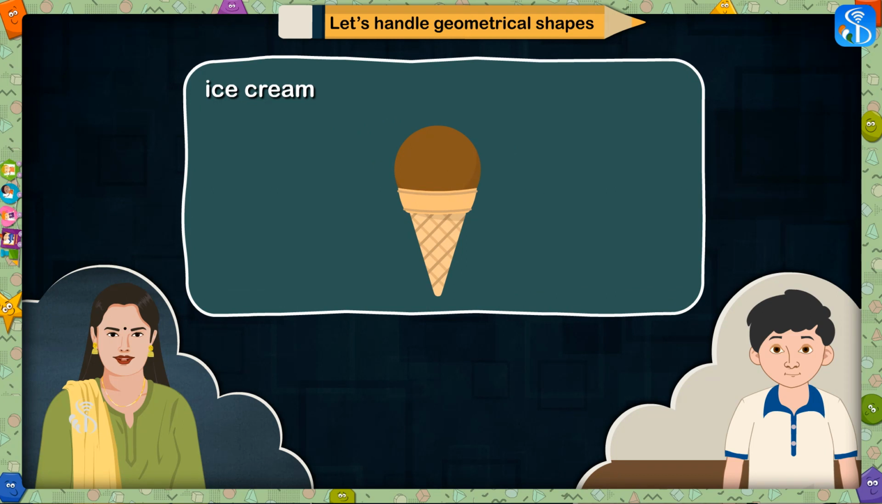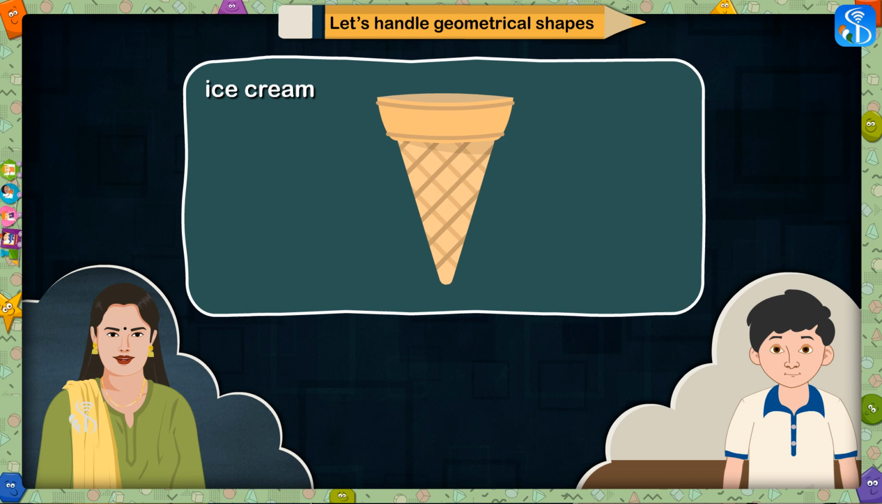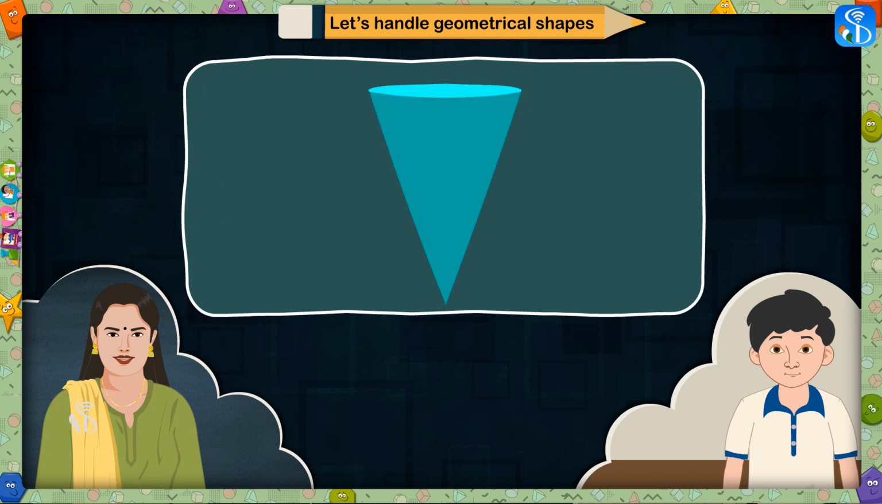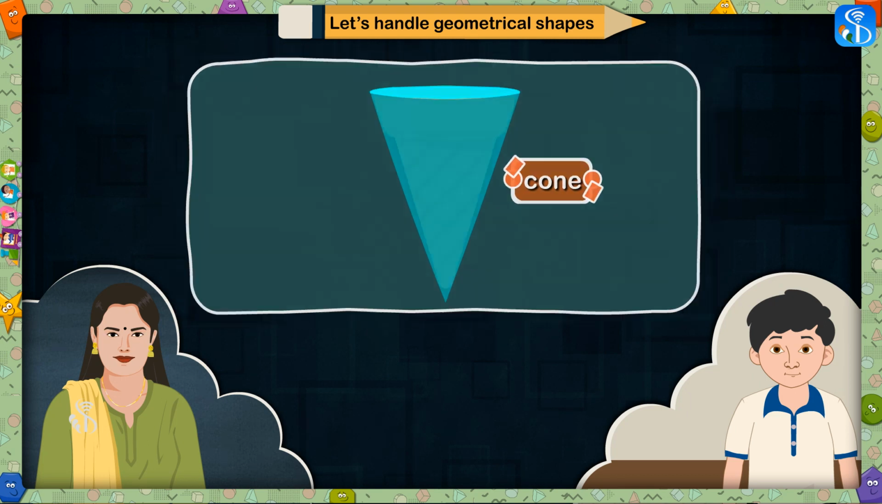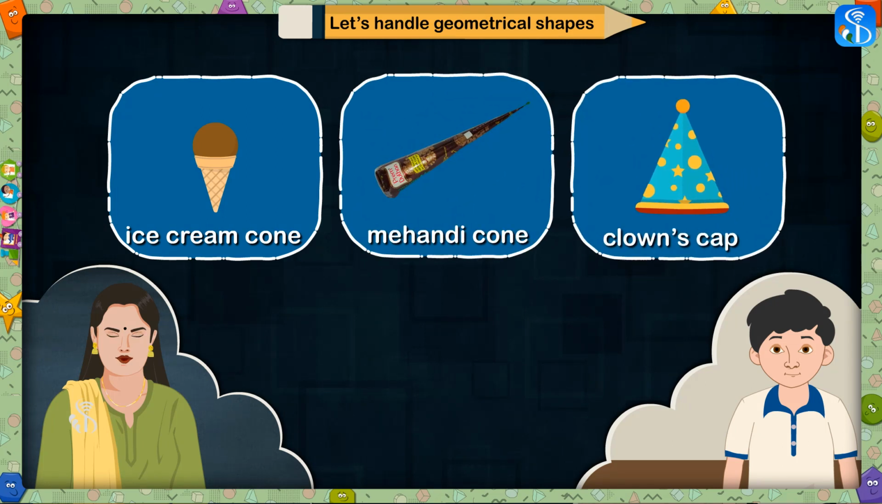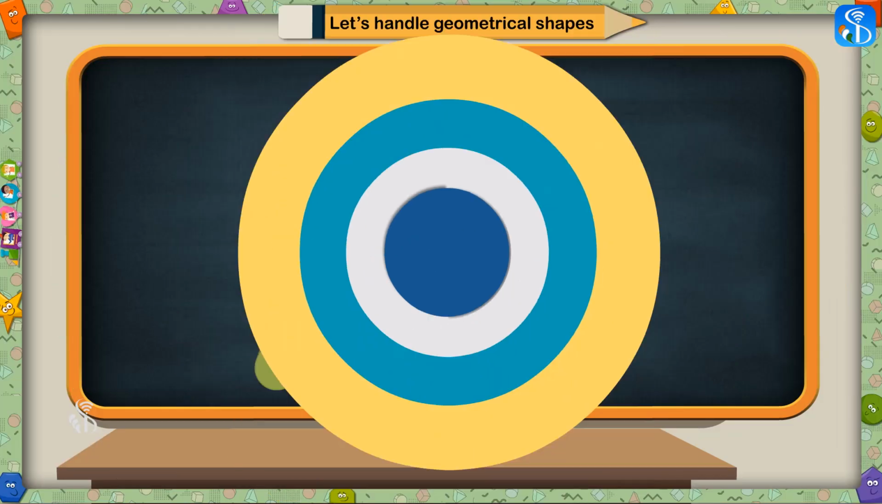Do you like to eat ice cream? Yes, madam. In that case, you must be familiar with the ice cream cone. Its shape is circular at the top and pointed at the bottom. The shape which appears like an ice cream cone is known as a cone. Ice cream cone, mehendi cone, clown's cap are all examples of the cone shape.